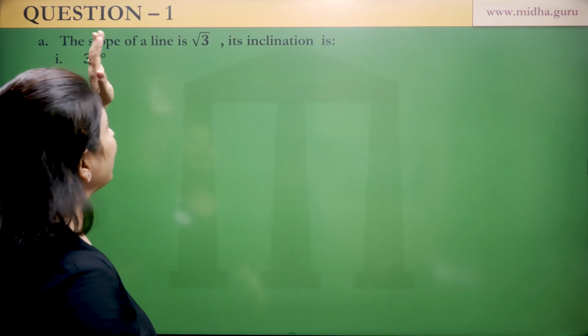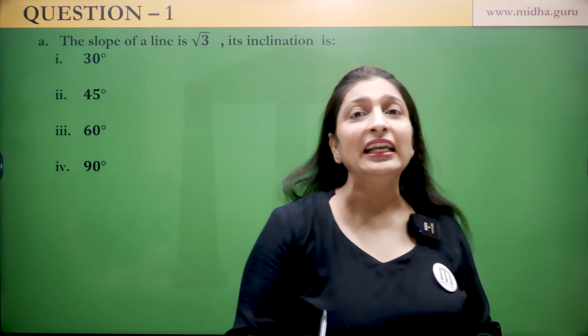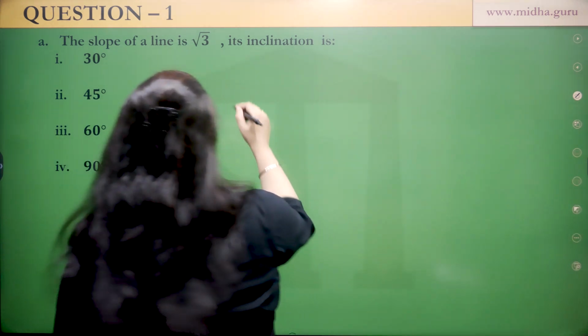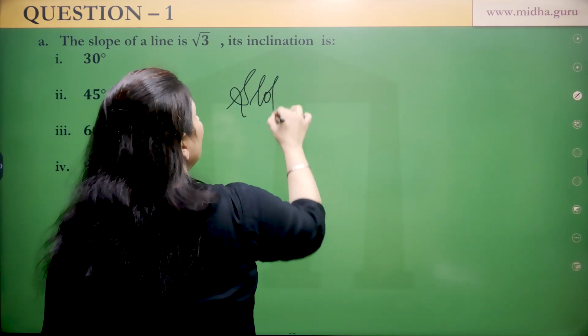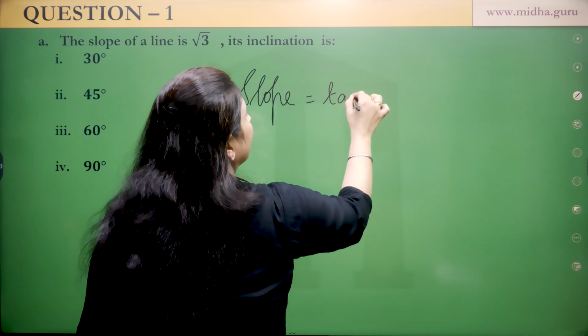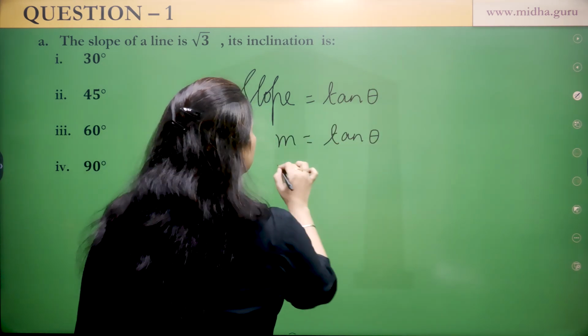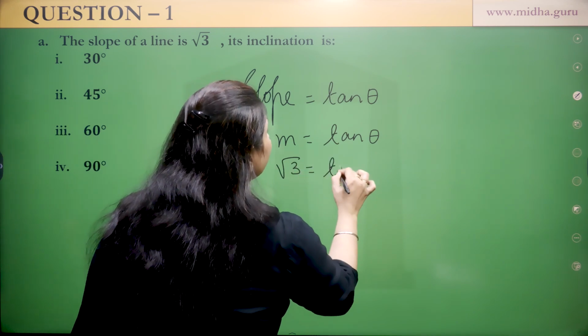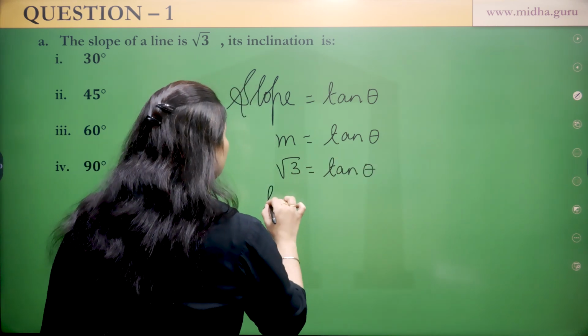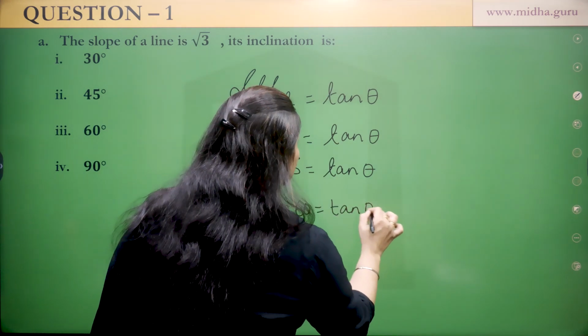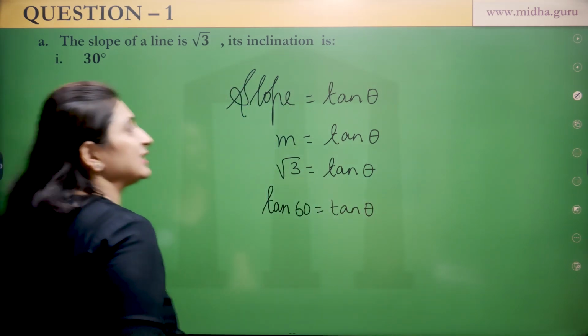The slope of a line is root 3. We have to find the inclination of the line. What is slope? Slope is tan theta, so we can write m is tan theta. The value of m is given as root 3, so we have to find theta. Tan of what is root 3? Tan 60. We know root 3 is tan 60. Tan 60 is equal to tan theta, so theta is 60 degrees.